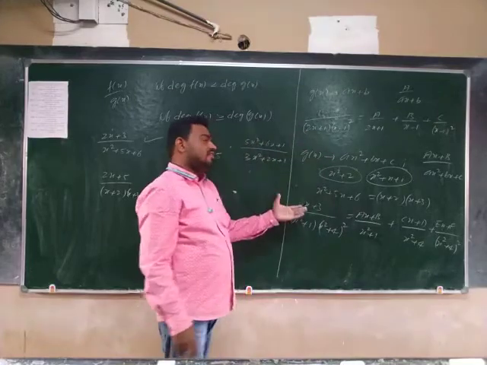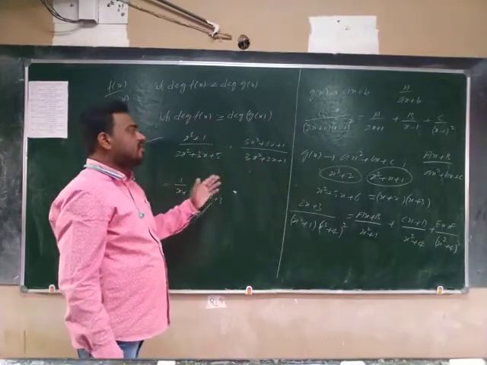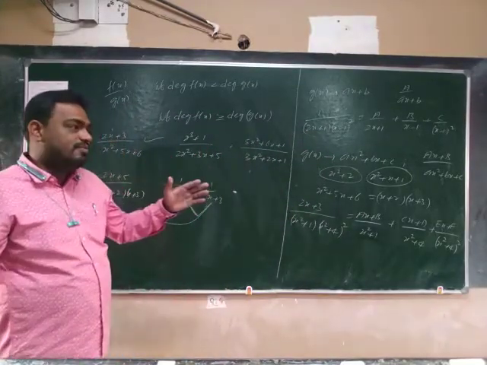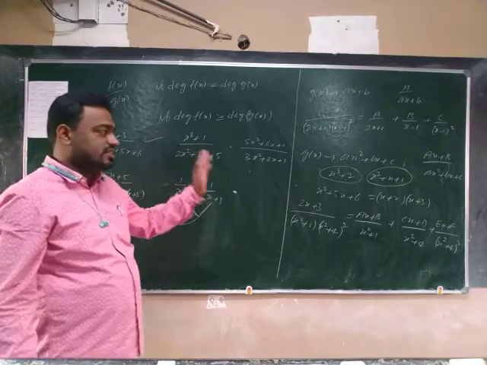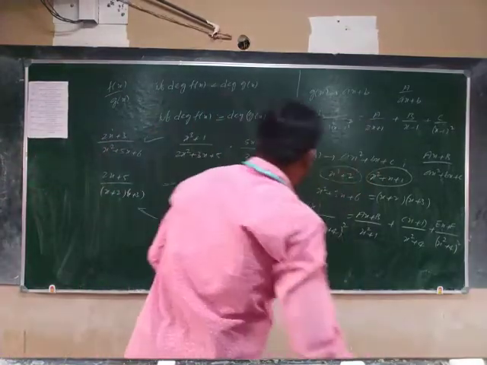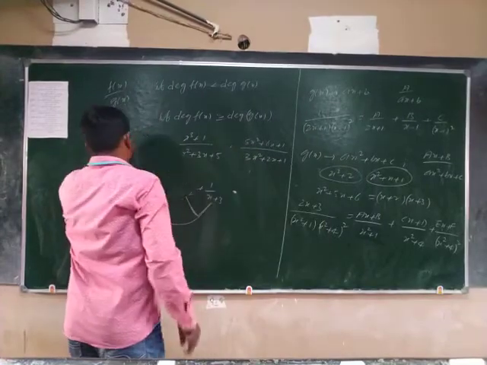So these are all the synopsis; every formula and definition you already know. I'm just revising. This is how to find the partial fraction.